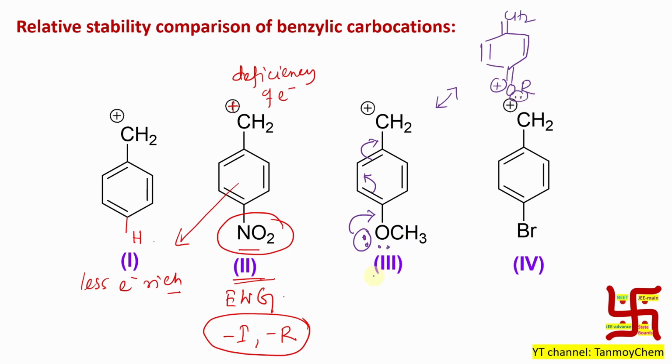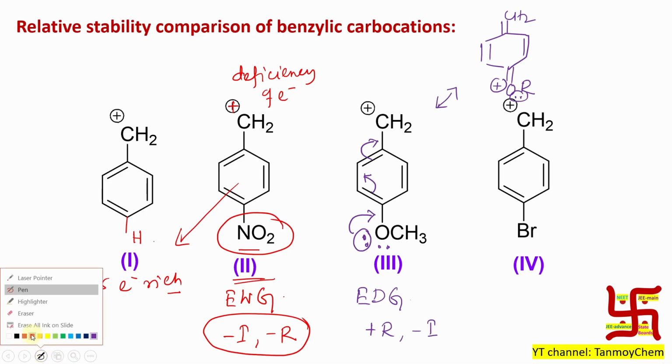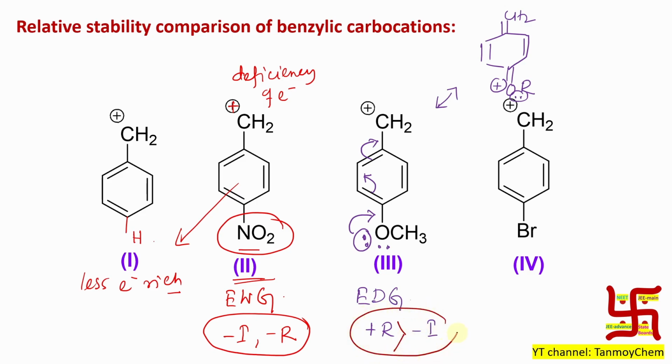Now this oxygen is actually an electron donating group. It shows two types of effect, plus R effect and minus I effect. How minus I? Because the oxygen carbon sigma bond is there and oxygen is more electronegative compared to carbon. And here the plus R effect is more dominant over minus I. So overall electron donation takes place. That's why I told it is an electron donating group.